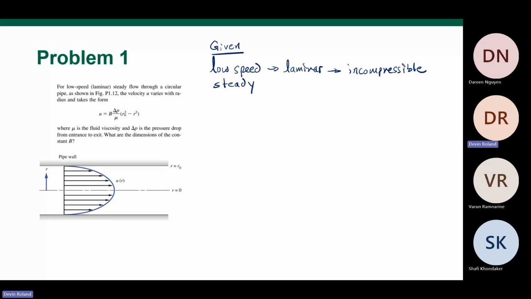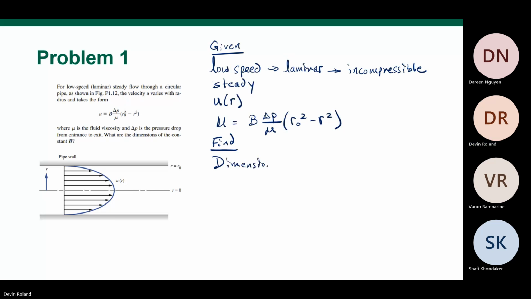And then it tells us that we have a velocity u that varies with radius, so it's good to write down that dependency. Then we have this equation that says u is equal to b delta p over mu times r naught squared minus r squared. It looks like that's pretty much all the givens we have. For find, it just wants us to figure out what are the dimensions of b.